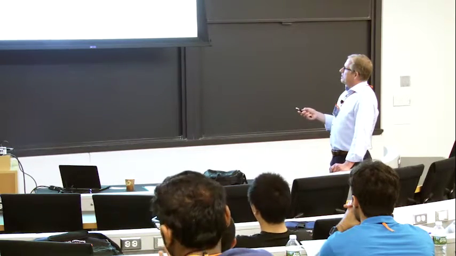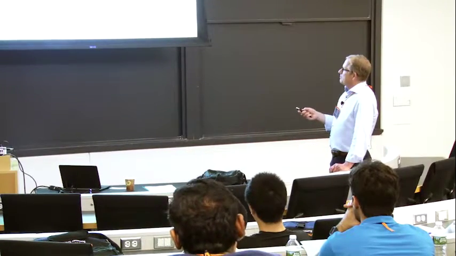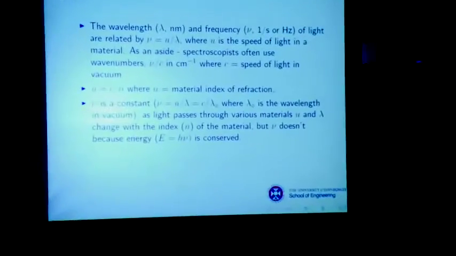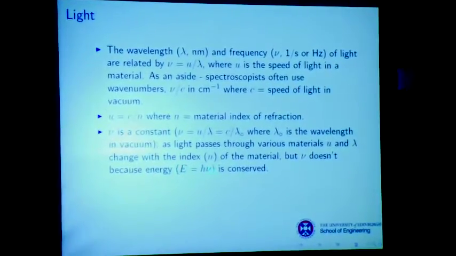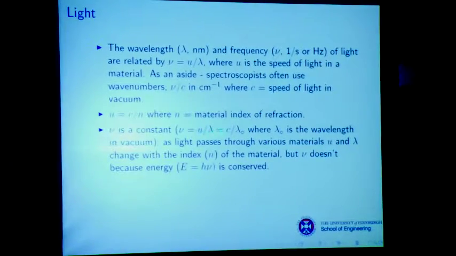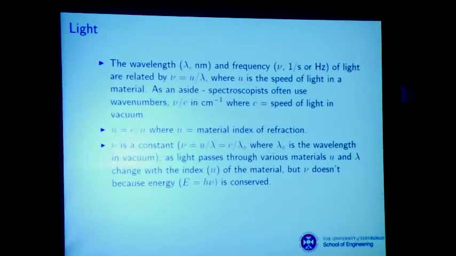Okay, that was the speed in material. The speed in a material is given by the speed of light in vacuum divided by the index of refraction, the material index of refraction, and that's what causes light to be steered by a lens, for example. So nu is a constant because energy is conserved, right? E equals h nu. You can't just suddenly change energy if you're going to enter a different gas or something like that, right? So nu is equal to u over lambda. It's equal to c over lambda naught, which is the wavelength in vacuum.